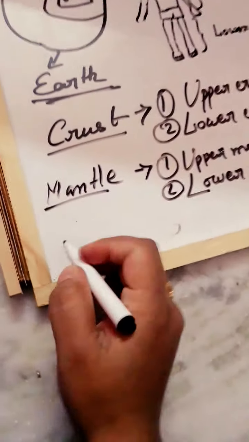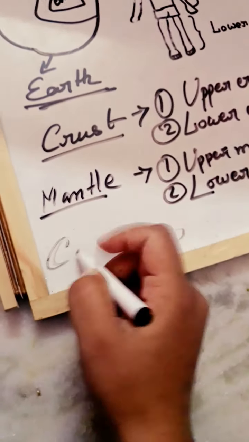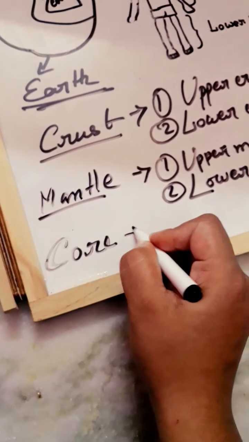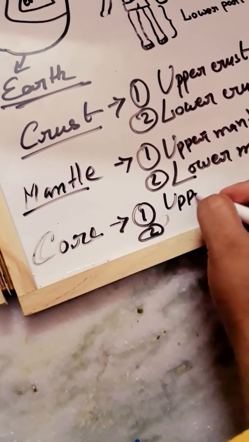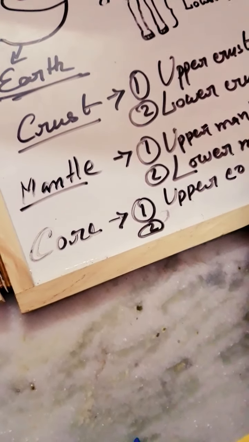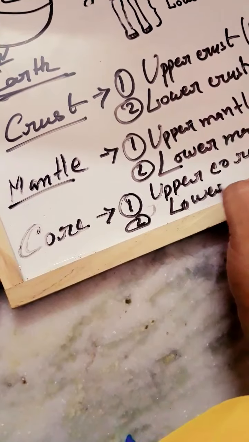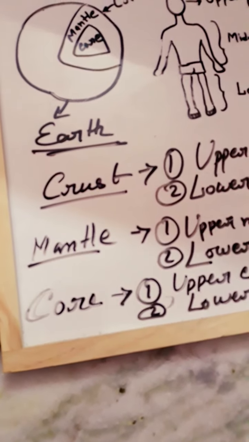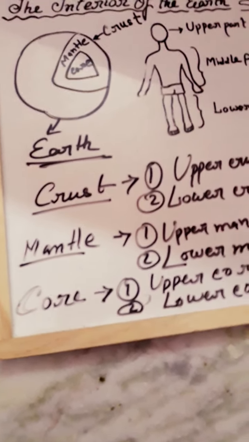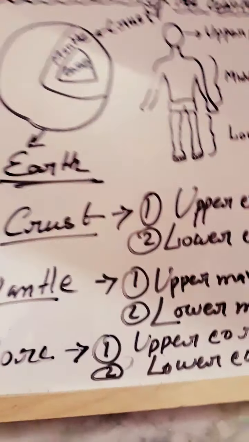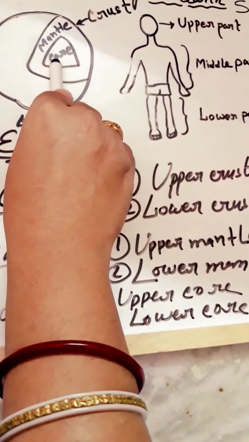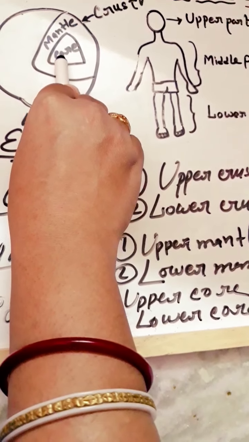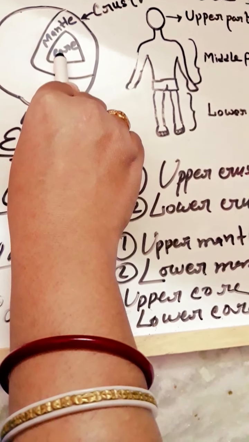Next our layer is the core. It is also divided into two parts: number 1, upper core, number 2, lower core. Now, what the core is, we have already discussed. The core is the innermost layer of the earth and its radius is about 3500 kilometers.